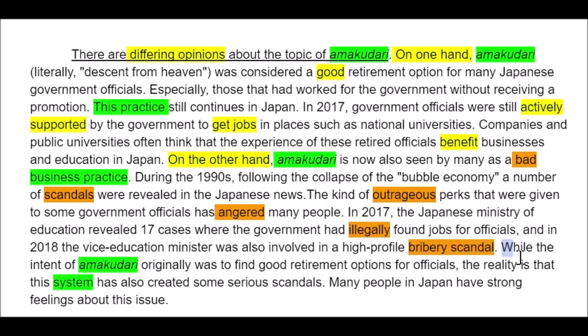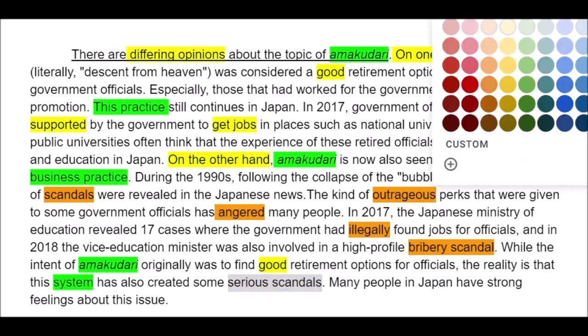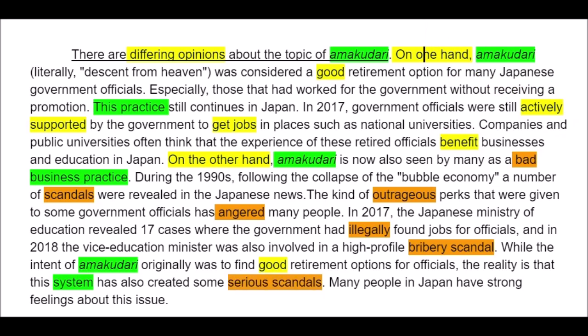Now, we do have two concluding sentences. So there is a conclusion to this paragraph, and the conclusion is: Amakodari originally was to find good. So we're repeating one of those opinions. Originally to find good retirement options. The reality is the system has also created some serious scandals, which is repeating the negative opinion. So we have our topic sentence repeated in the concluding sentence. We'll talk about that more again in a future video.